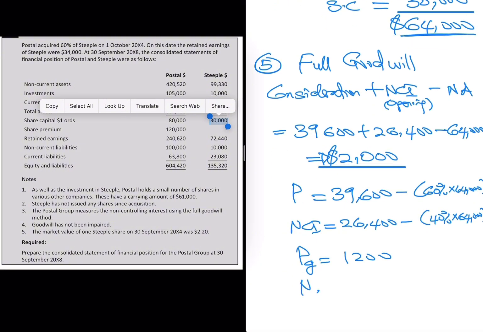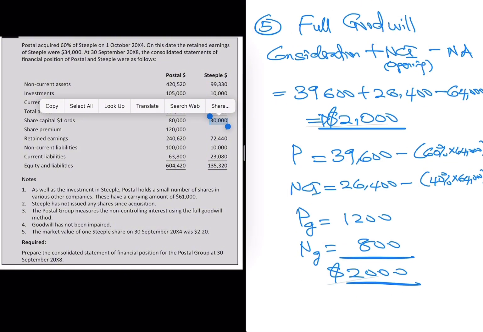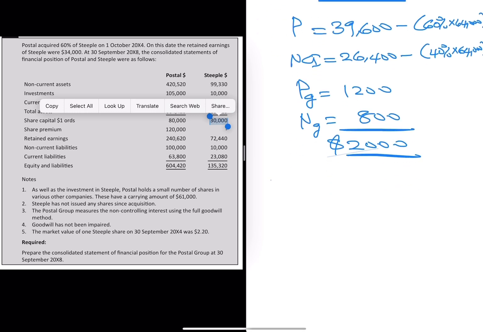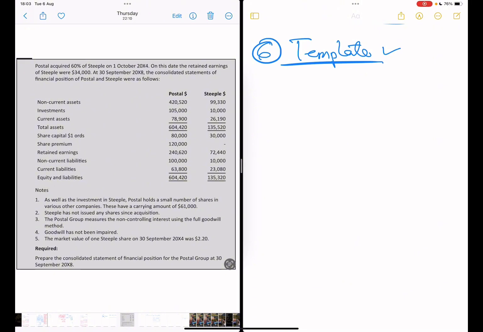And if I do NCI goodwill, that will be 40% multiplied by 64,000. I take that away from 26,400, and that gives me 800. And you see the total still gives us the 2,000 that we're talking about there. So that's about the goodwill. Remember, follow the steps. Everything becomes very easy. Then step 6 is to develop the template. So remember, step 6 is always about getting ready your template.